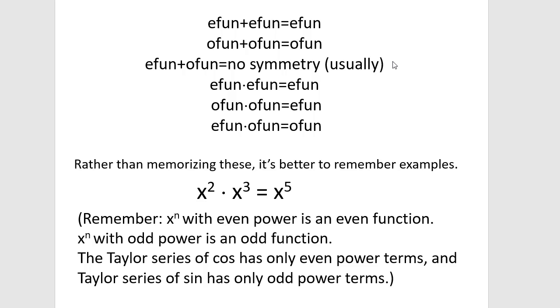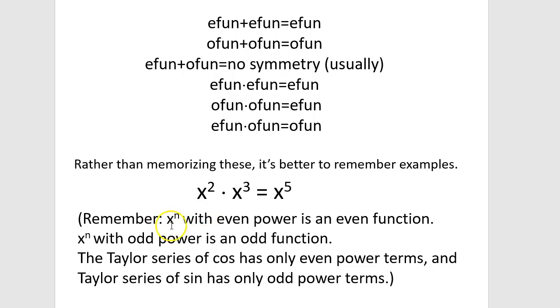So, for example, exponential of x is neither even nor odd. Most polynomials you write won't be even or odd. But if you have two even functions and you add them, it's an even function. And then there are other formulas, as you can see here. Now, rather than memorizing these, it is better to remember the examples.